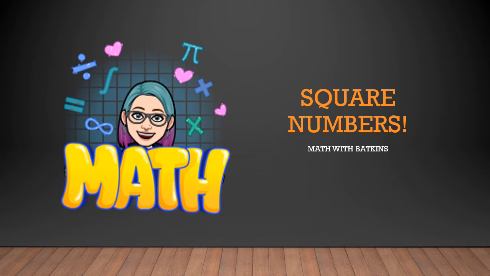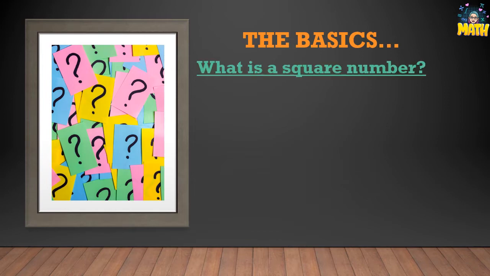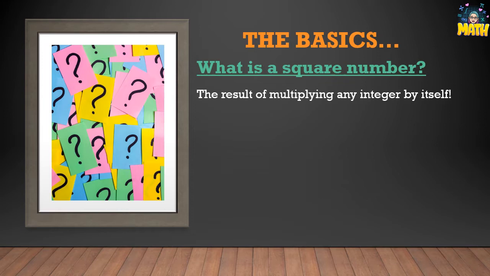Let's make it yourself. All right, let's have a look at some square numbers. So the basics of square numbers: what is a square number, I hear you say? The result of multiplying any integer by itself. And if you remember from the start of the year, an integer is a whole number. So not fractions, not decimals, whole numbers by itself.